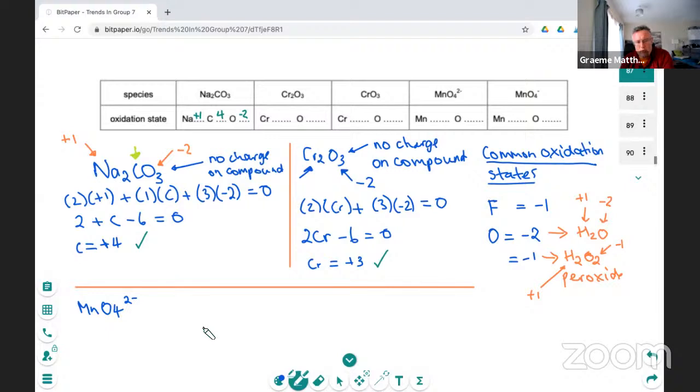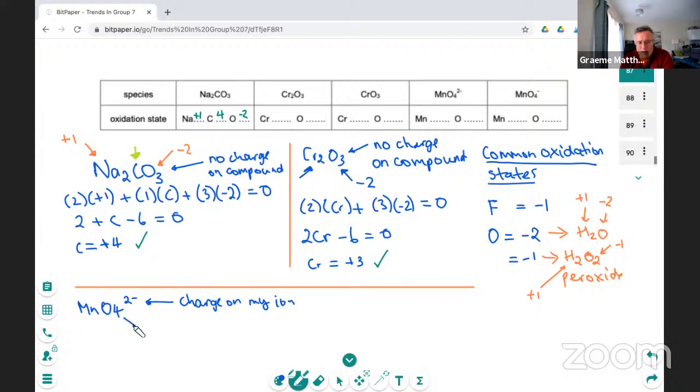First off, I notice that the charge on my ion is -2. Up here, these were just plain old compounds, so they would be neutral, but the charge on my ion is -2, which means that whatever charge is determined for the manganese and the oxygen, when I add them together and sum everything up, they've got to equal -2.